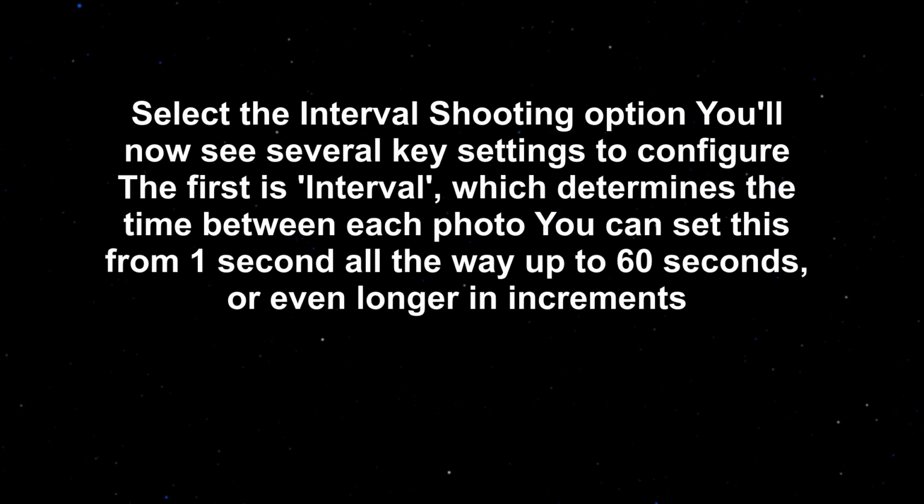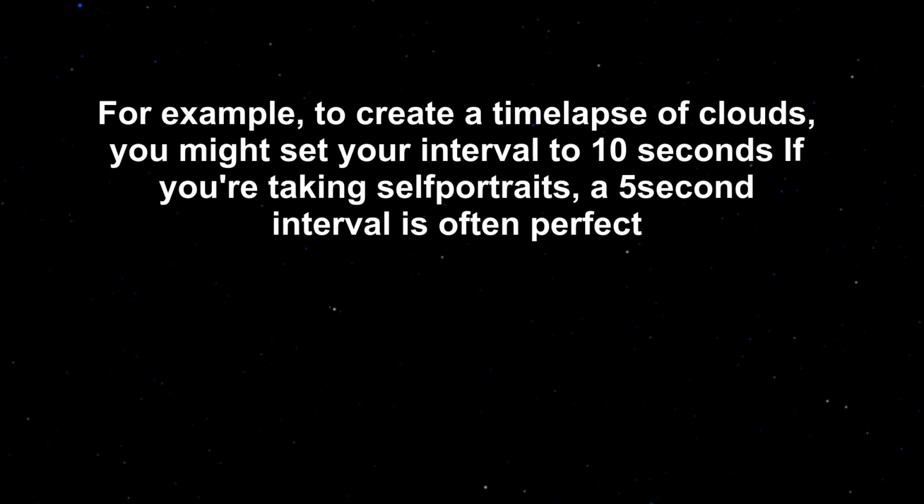The first is interval, which determines the time between each photo. You can set this from 1 second all the way up to 60 seconds, or even longer in increments. For example, to create a time lapse of clouds, you might set your interval to 10 seconds. If you're taking self-portraits, a 5-second interval is often perfect.